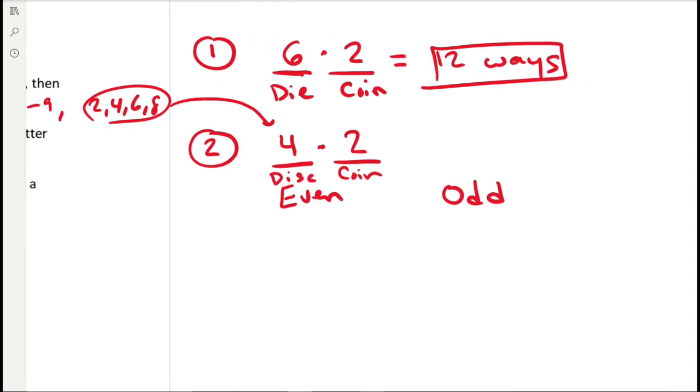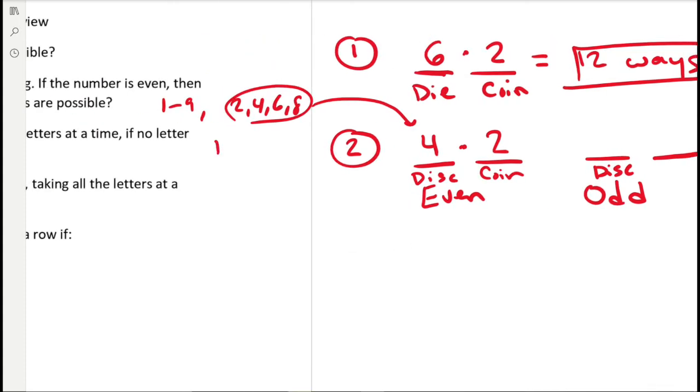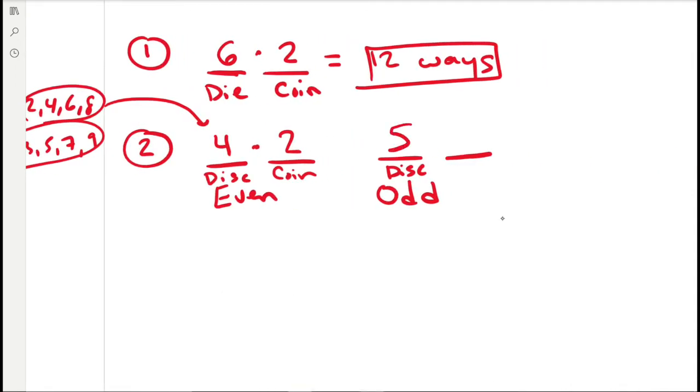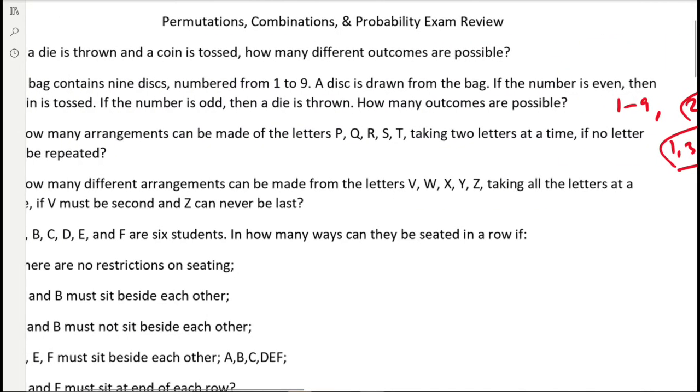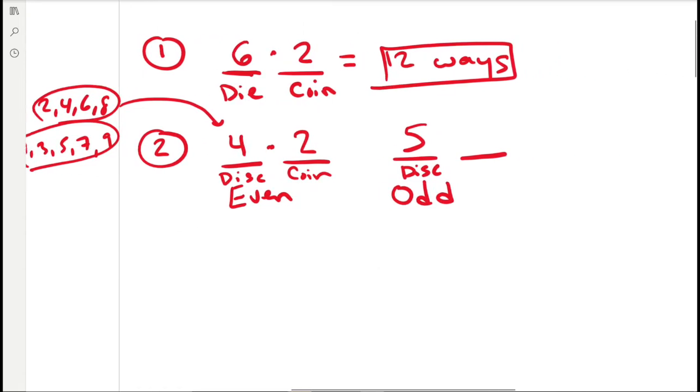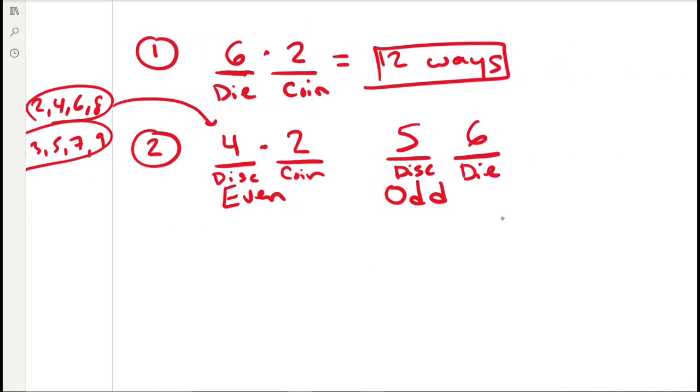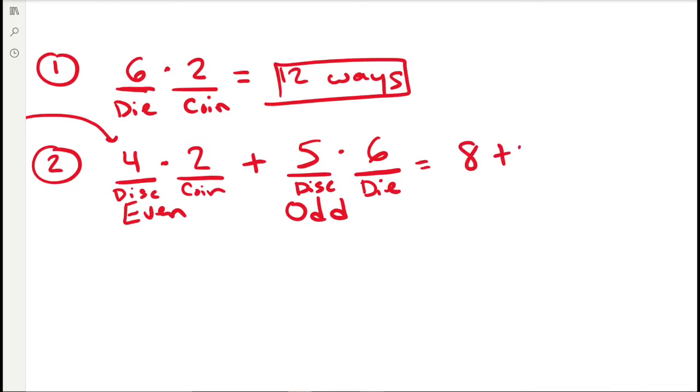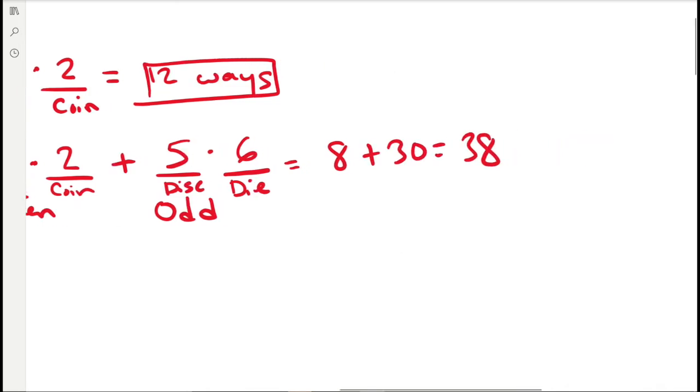Now for the odd case, we have to draw an odd numbered disc. From 1 to 9, that would be 1, 3, 5, 7, and 9, a total of five numbers. So there are five ways of doing that. And if it's odd, you have to throw a die. There are six ways of doing that. So in total, there are five times six ways for the odd possibility. If you combine the even with the odd possibilities, we combine them by adding. You can think of this as two separate multiplication counting principle problems, one for the even, one for the odd. So in total, there are 8 plus 30 possibilities, or 38 outcomes.